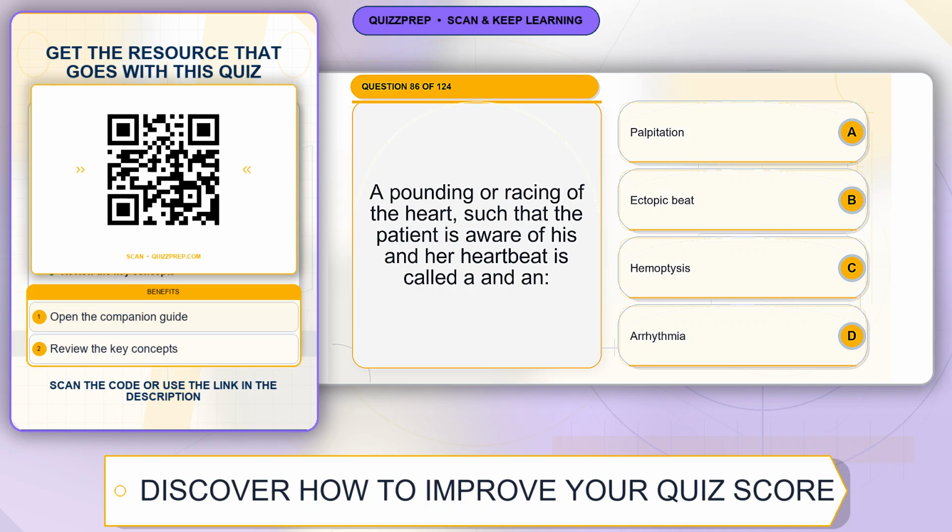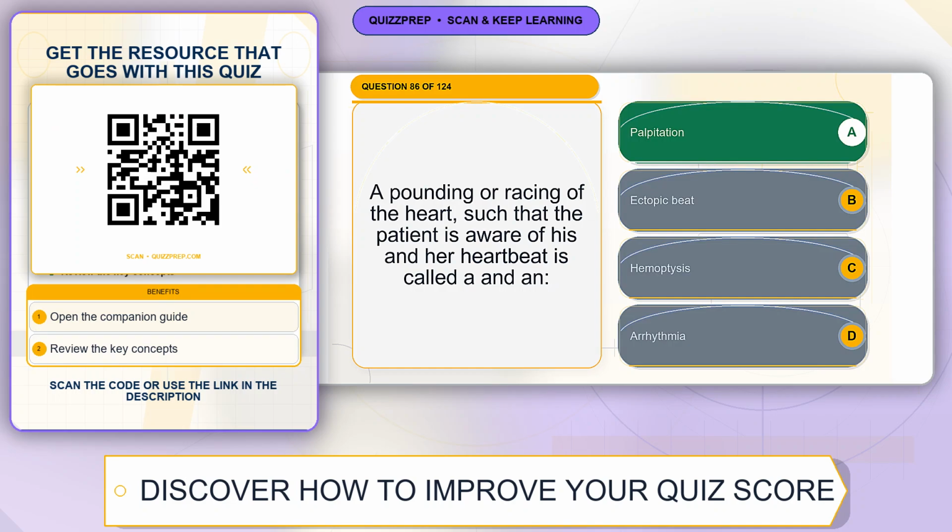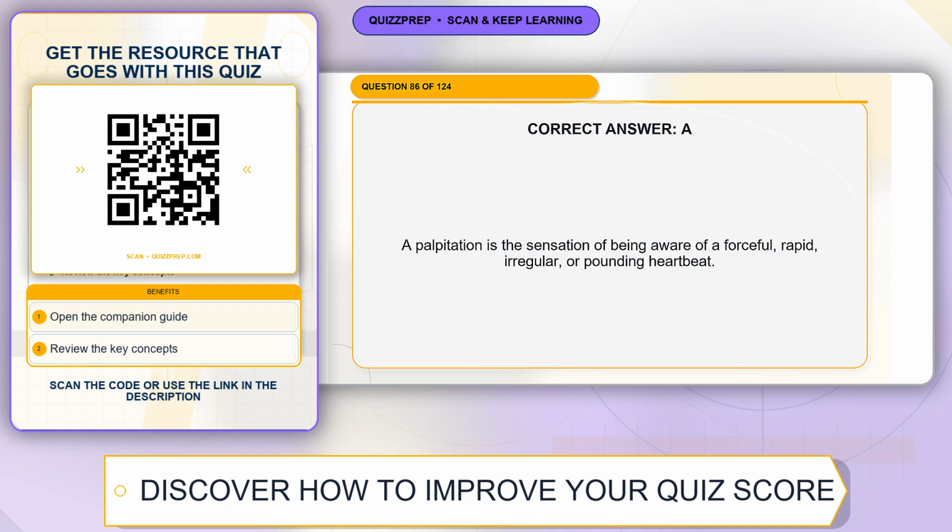Question 86. A pounding or racing of the heart, such that the patient is aware of his or her heartbeat, is called a blank and an blank. Option A, palpitation. Option B, ectopic beat. Option C, hemoptysis. Option D, arrhythmia. The correct answer is option A, palpitation. Explanation. A palpitation is the sensation of being aware of a forceful, rapid, irregular, or pounding heartbeat.